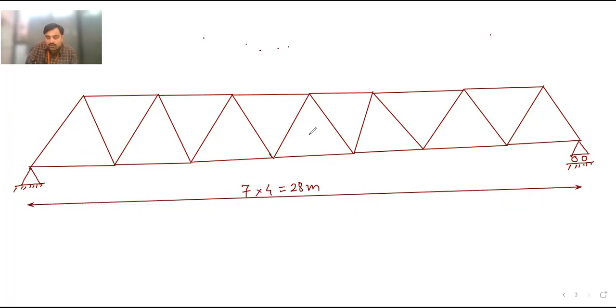Then loading is given, 10 kilonewton. Okay, on every point here, loading is given. Point loads are acting at the joints, and its values are 10 kilonewton. All the point loads are of 10 kilonewton.